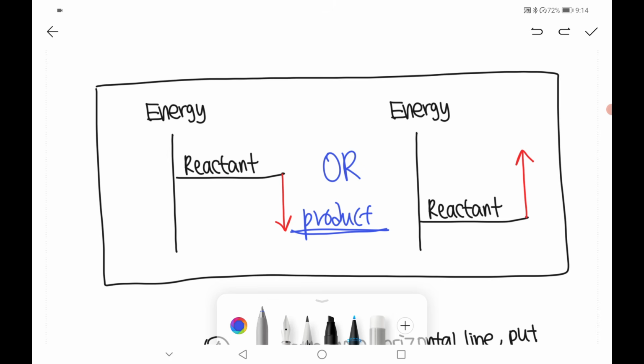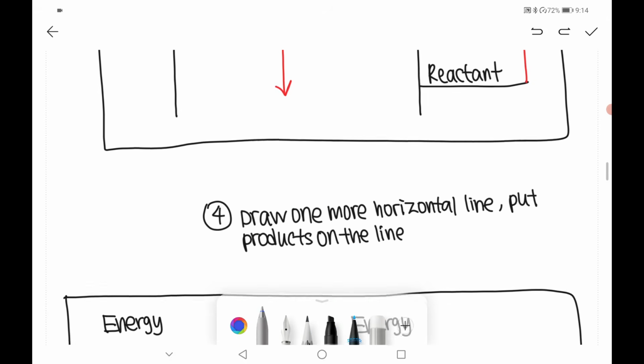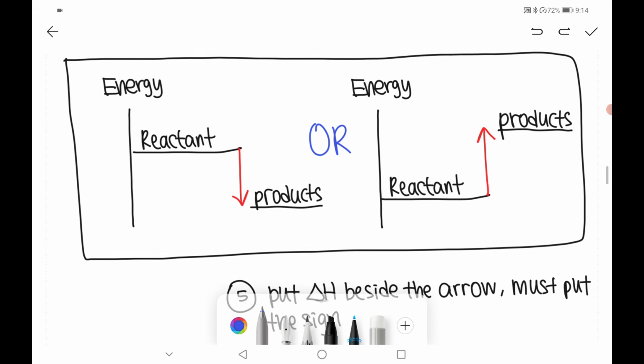What about this one? Same thing. After you go up, you draw another horizontal line, and on this one you put products. So that's it, now you can get a ladder. It's not very hard, right? After you draw one more line, you put product.